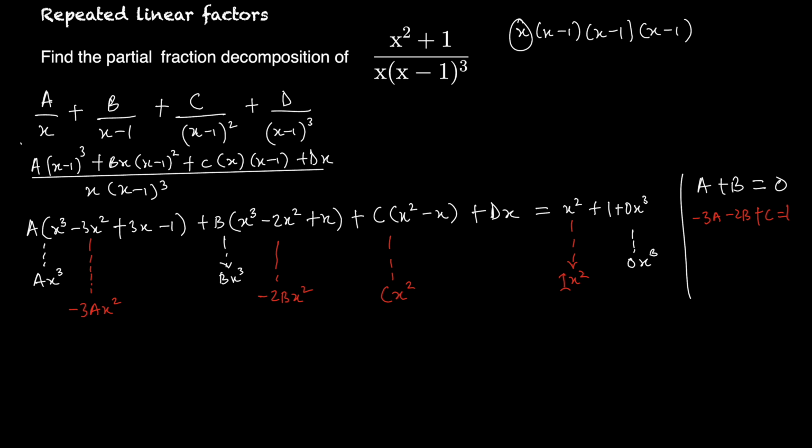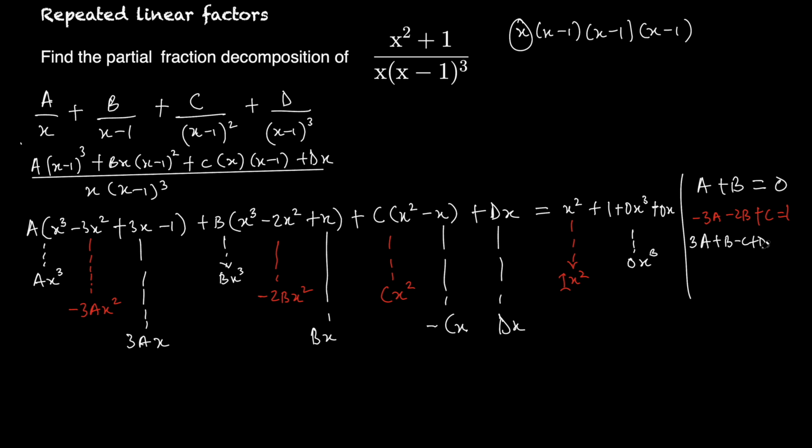Now we proceed to the next one, which is x. That's going to give you 3Ax, and this Bx, and this negative Cx, and this we have Dx. Those are the x terms we have on the left side, and on the right side again there is no matching term, so we can say this is a zero coefficient, which means 3A plus B minus C plus D equals 0.